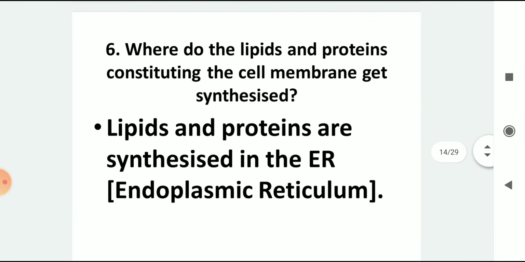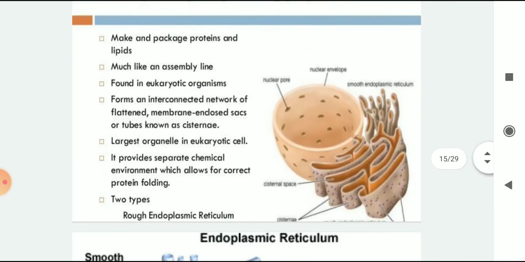Moving ahead, question number 6. Where do the lipids and proteins constituting the cell membrane get synthesized? It means you just want to ask which organelle is responsible for cell membrane synthesis, the synthesis of lipids and proteins. So you will answer: the lipids and proteins are synthesized in the ER, which is the short form of endoplasmic reticulum.